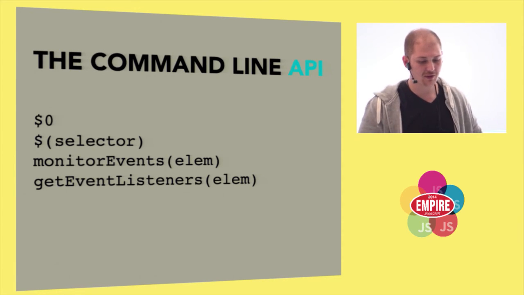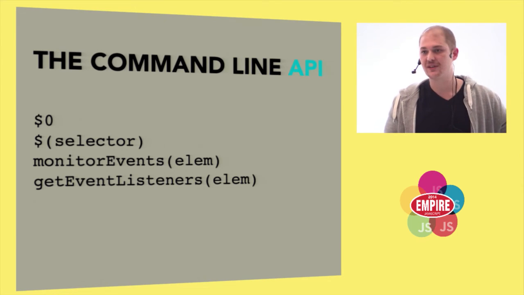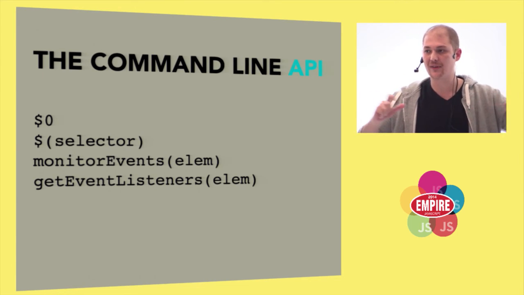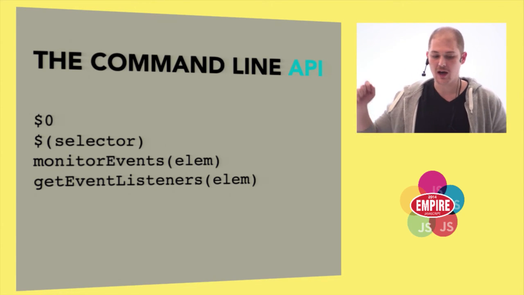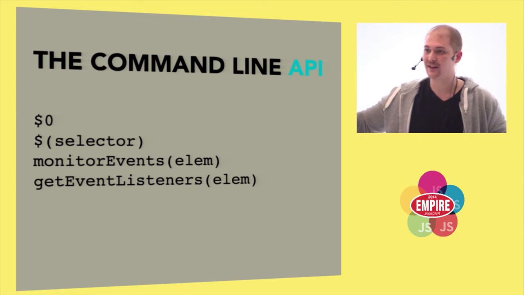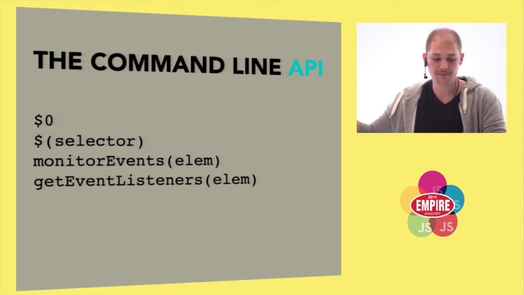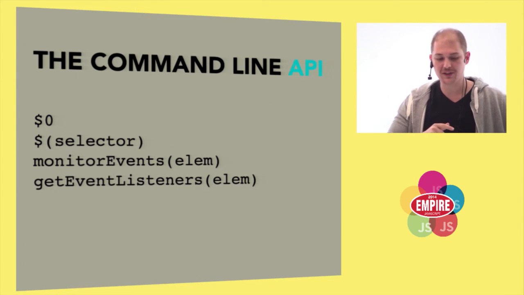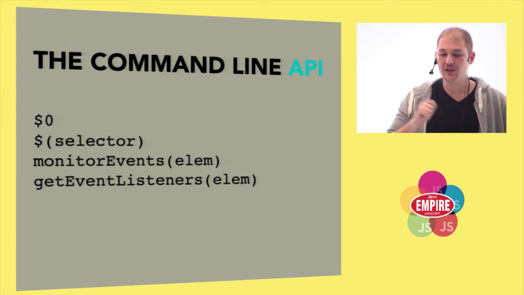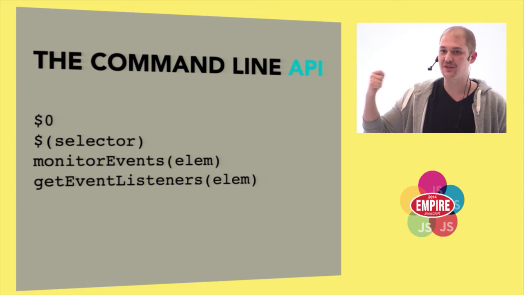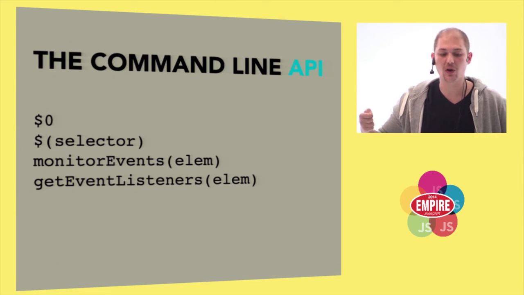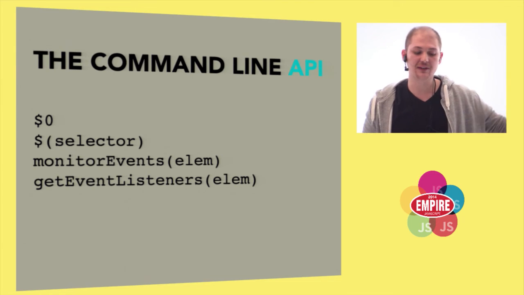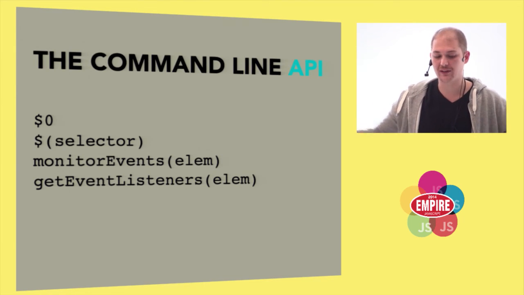My favorites are a few of them. $0 will get you the current element that you have selected in the elements pane. The $ sign is basically an alias to querySelector. monitorEvents, and I think I've mentioned this before, lets you log every event that fires on an element when you call monitorEvents on it. getEventListeners will get you an array of all the event listeners on an element.